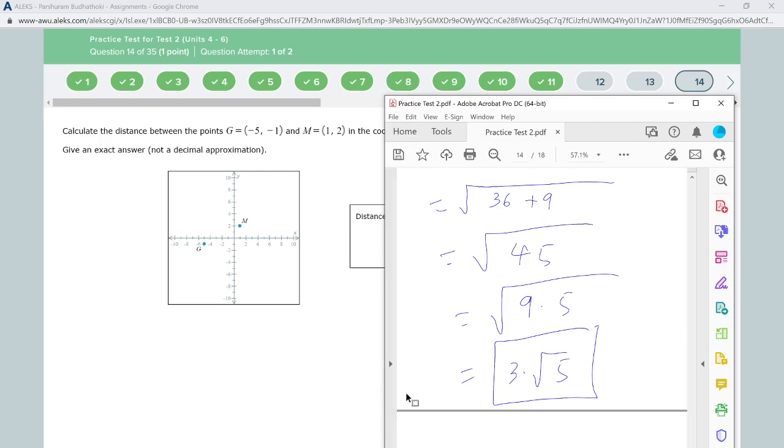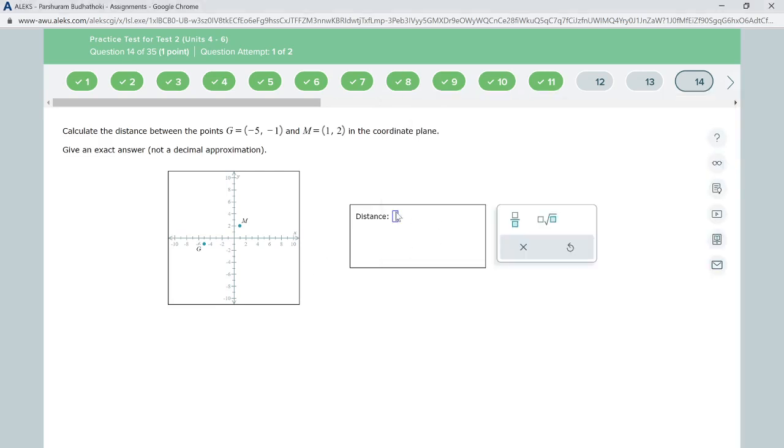Since they are asking us for an exact answer, not a decimal, we need to use the radical sign. Do not use your calculator for finding the square root of 45. So it should be 3 times the square root of 5.